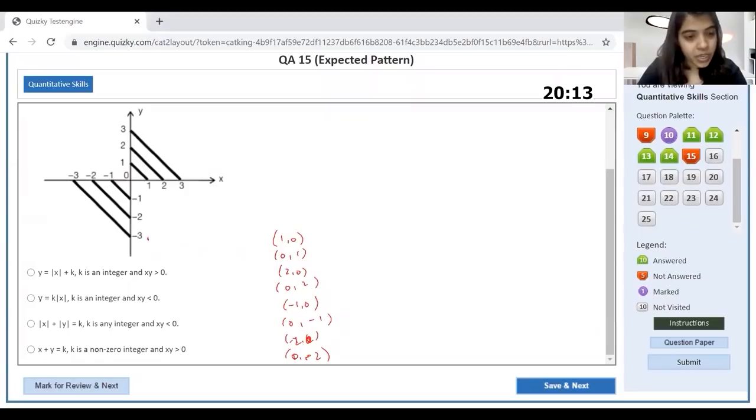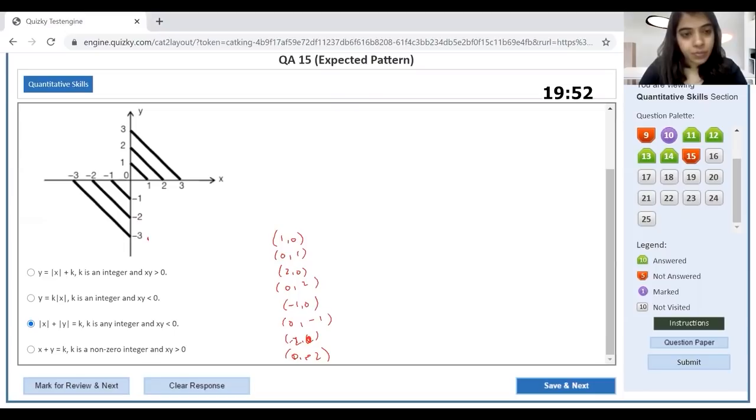y equals mod x plus k. Now what can we see here? x plus y would be a certain constant, right? So x plus y could be a constant. y equals not x plus k. These two are completely rejected. Mod x plus mod y equals k.